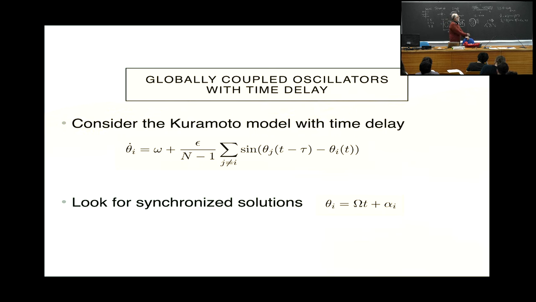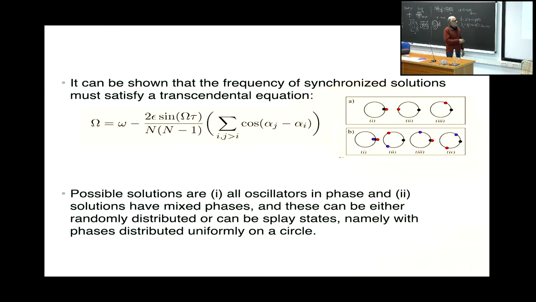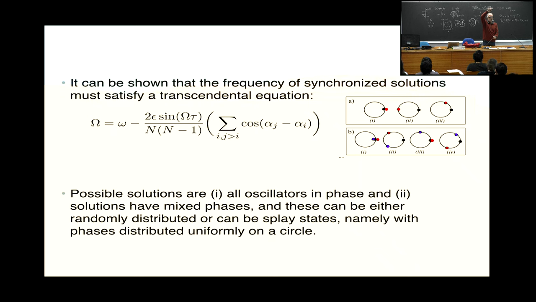For the synchronized solution, we just want the frequency to be the same, and perhaps there's a phase difference, alpha sub i. It's not too difficult to show, because these are all simple algebraic equations, that the frequency of the synchronized solutions must satisfy a transcendental equation, and this equation will have solutions. One solution is that all oscillators are in phase. Another is that the solutions have mixed phases, either randomly distributed or splay states. By splay is meant that the phases are on the circle, but uniformly distributed on the circle. If there are two groups, they're at pi from each other. If there are three, they're at the vertices of an equilateral triangle, four, a square, and so forth.